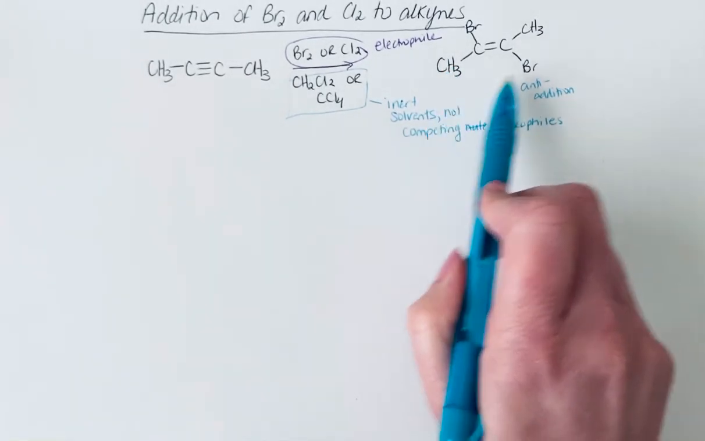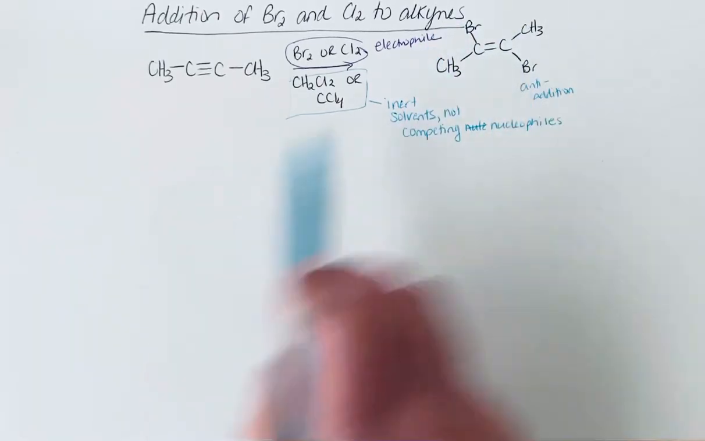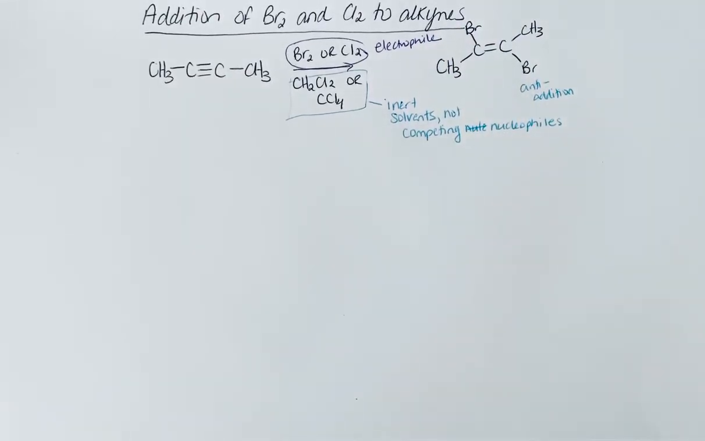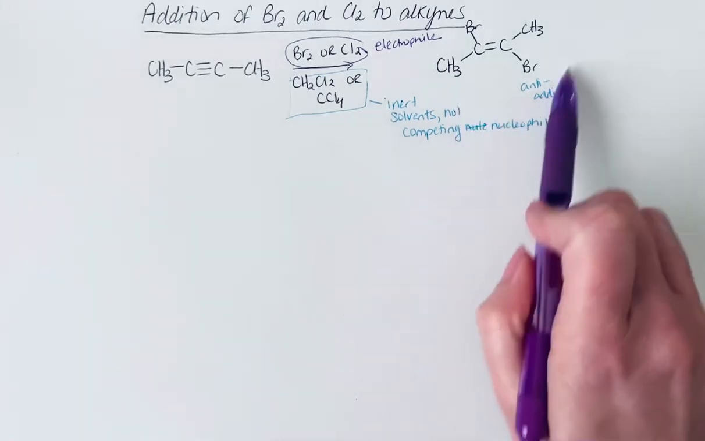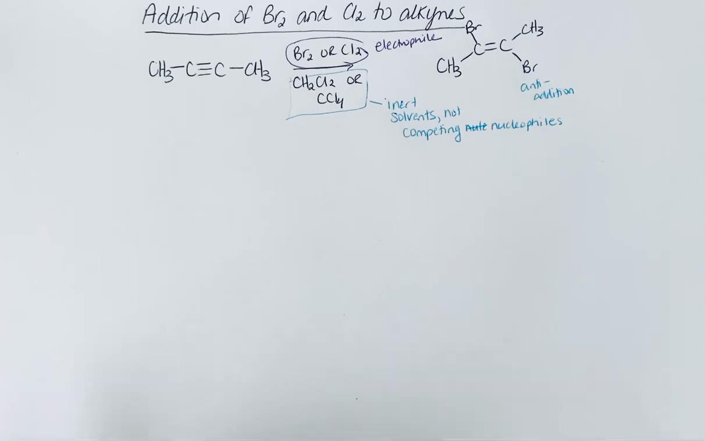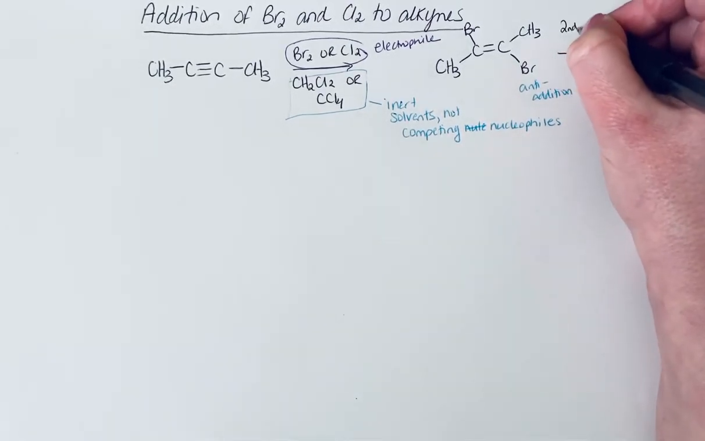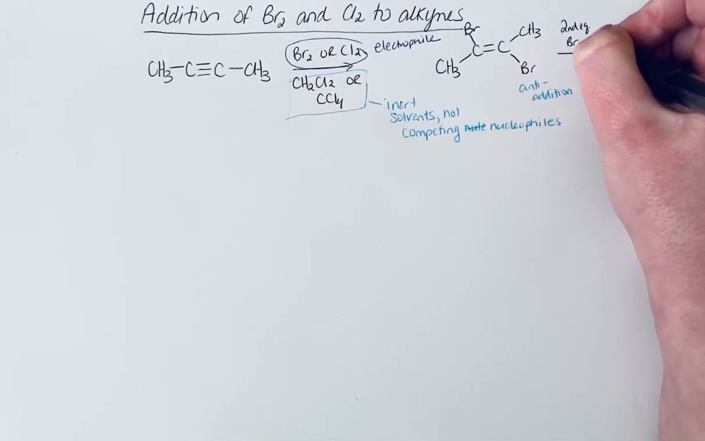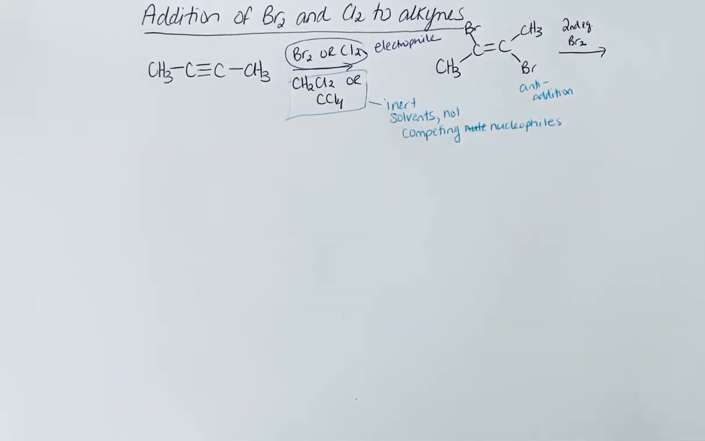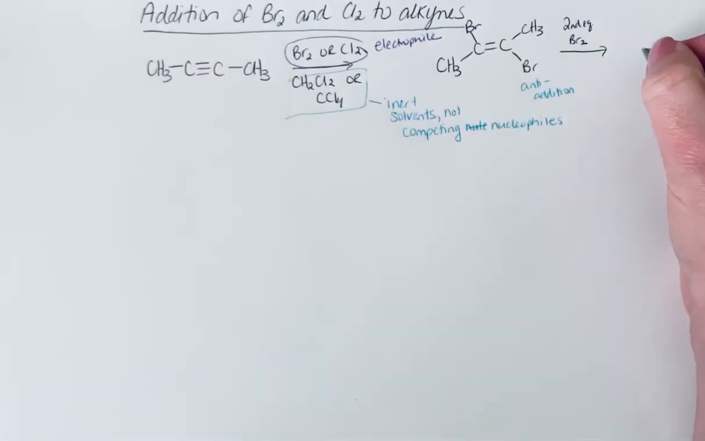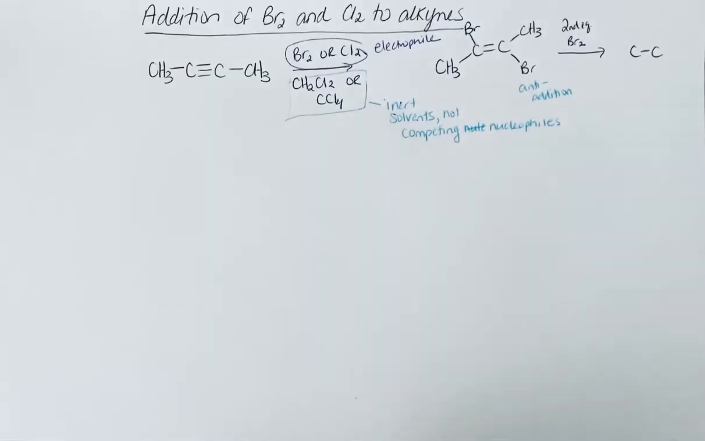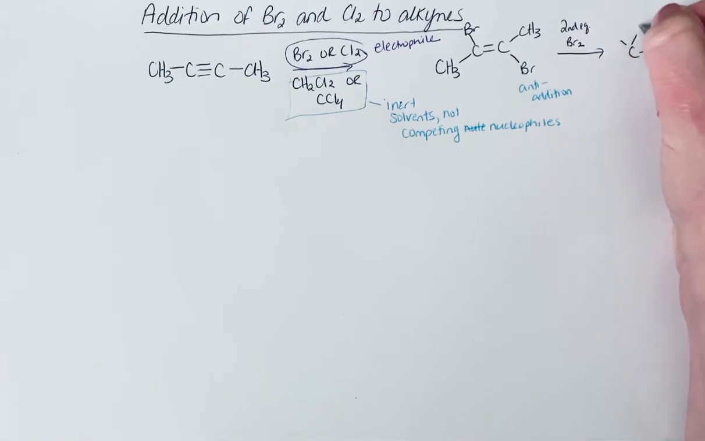Dihalo-substituted alkenes are less reactive than alkynes and less reactive than alkenes, which means that we can control this reaction with stereochemistry. So if we have one equivalent of bromine, we will get this product. If we add a second equivalent of bromine, it will also add across the alkene, and you will end up with a product that has overall had 4 bromine atoms added to it.